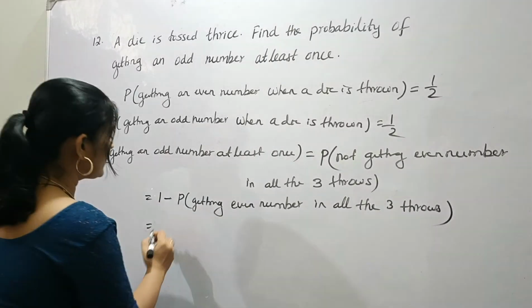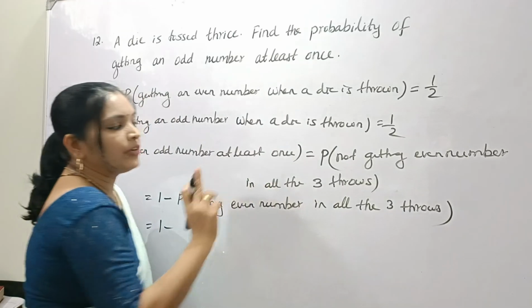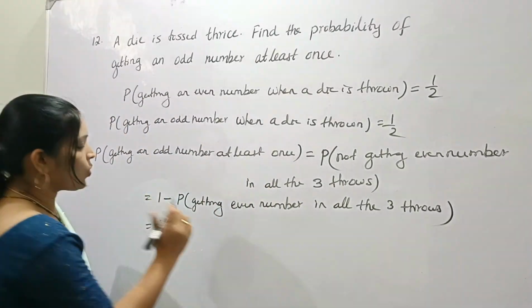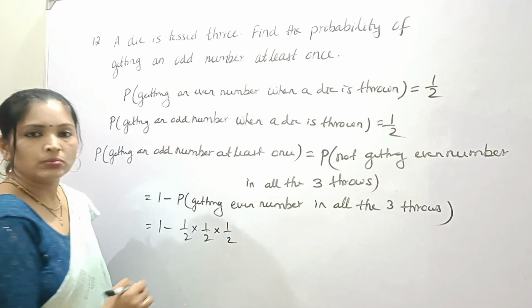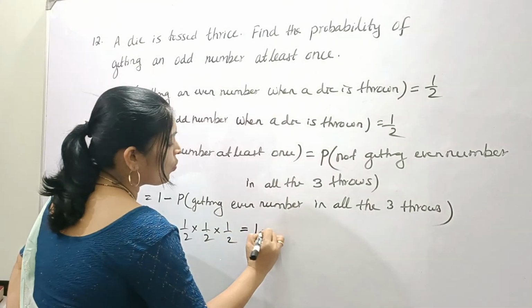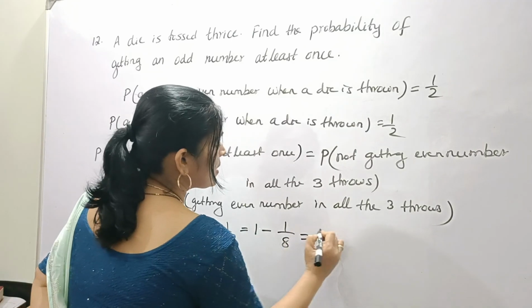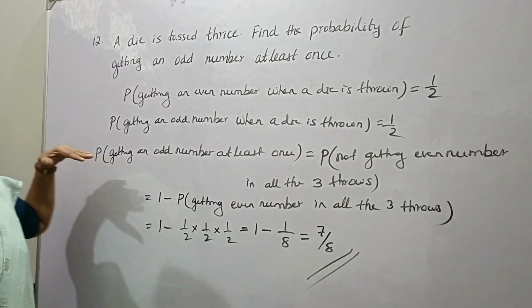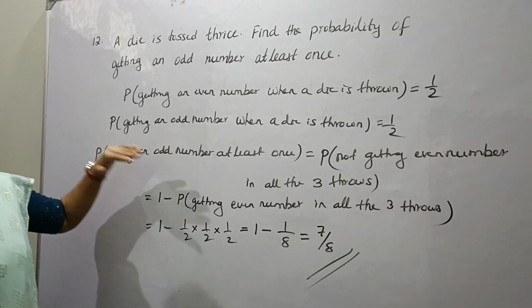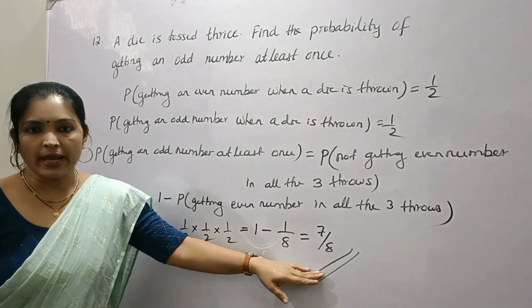Right? That is 1 minus, here probability of getting an even number in all the 3 throws is 1 by 2 into 1 by 2 into 1 by 2. Right? That is equal to 1 minus 1 by 8. That is equal to 7 divided by 8. So here probability of getting an odd number at least once is 7 by 8.